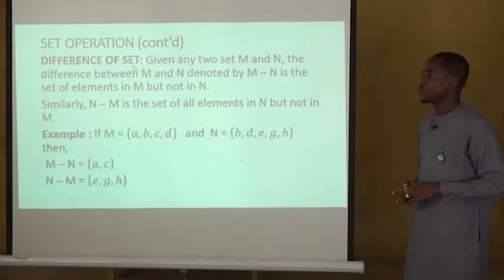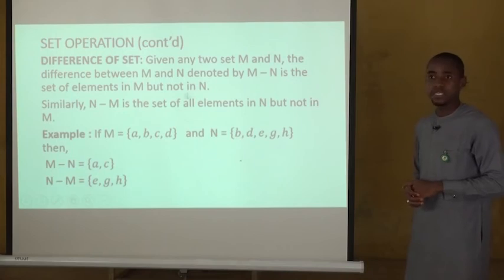Next is to see the difference of sets. Given any two sets, M and N, the difference between M and N, denoted by M minus N, that is difference, is the set of elements in M but not in N. Similarly, N minus M is a set of elements in N but not in M.